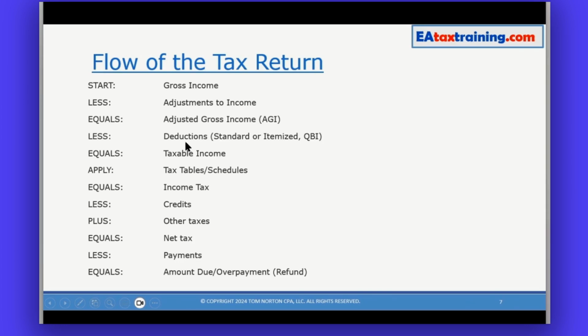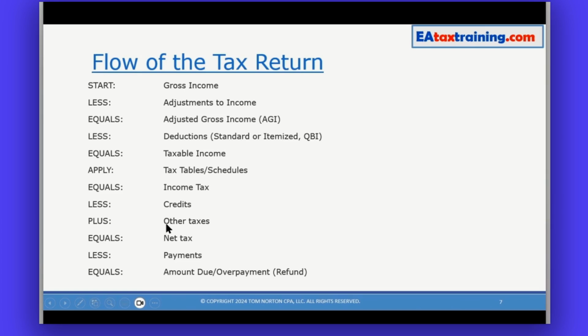From AGI, we subtract deductions. And there's three types potentially of deductions: standard deductions, itemized deductions, or something called qualified business income deduction, or QBI. That leaves us with taxable income. We then apply the tax tables or tax rate schedules to that taxable income to come up with an amount of income tax. But we're not finished yet. Some taxpayers will get tax credits that reduce their income tax.